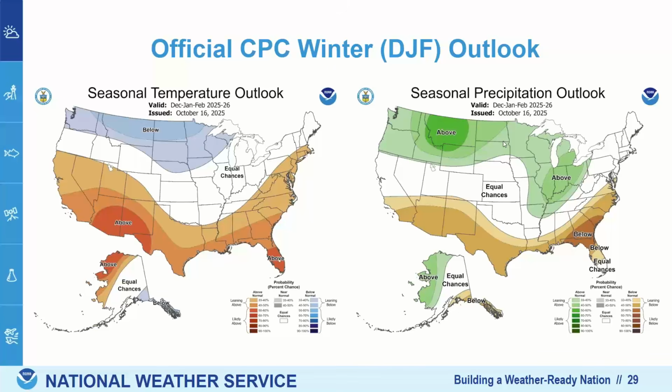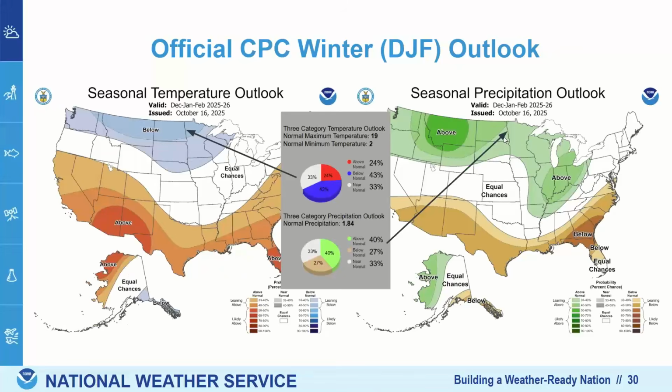So putting the two together, we can probably assume that we're going to have above normal chances of snowfall relative to the climate period for these areas between December, January, and February. So we're looking at a more active winter potentially.